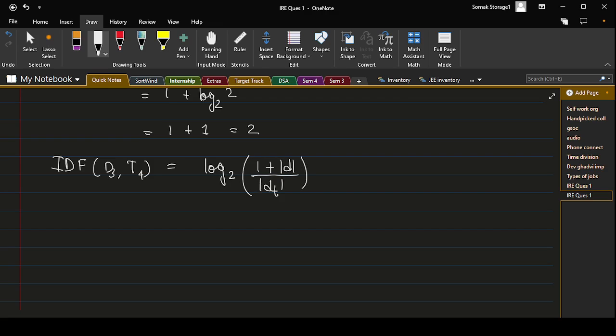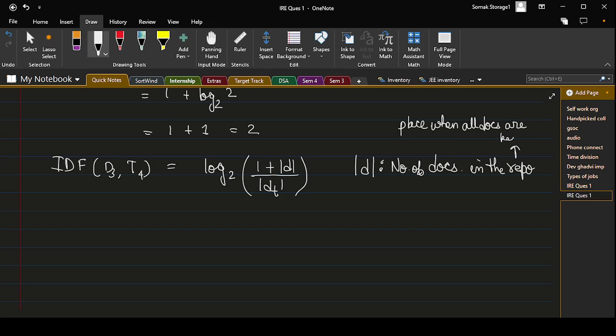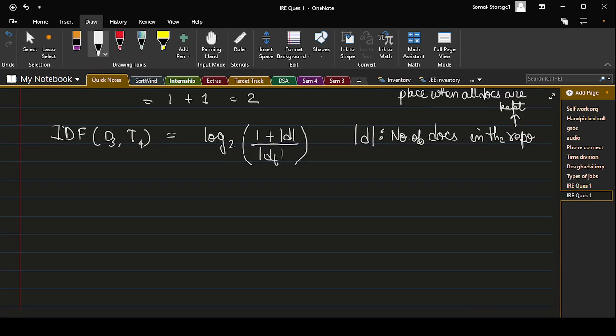Now what does this all mean? If we see, mod of d is the number of documents in the repository. Now what is a repository? Repository is the place where all docs are kept. It's like a virtual library. Okay, so this is mod of d, and what is mod of dt?